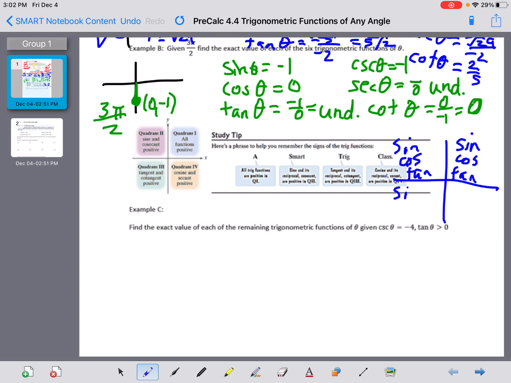I have sine, cosine, tangent. And I have sine, cosine, tangent, okay? Obviously, their secants and cotangents go with them, but I'm really worried about these. Okay, how do I remember which signs go where?